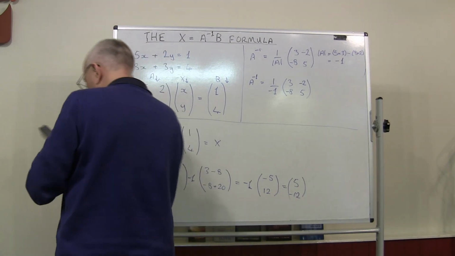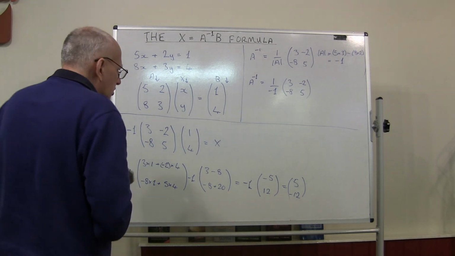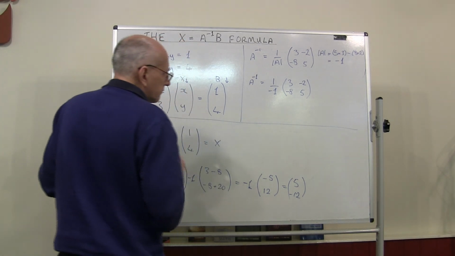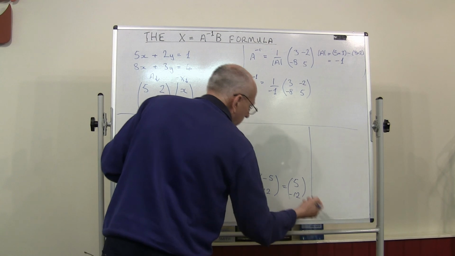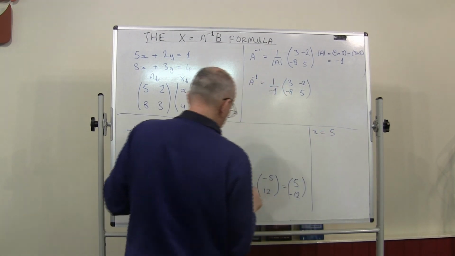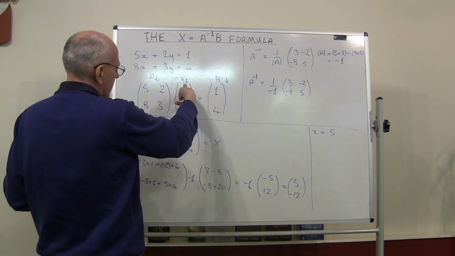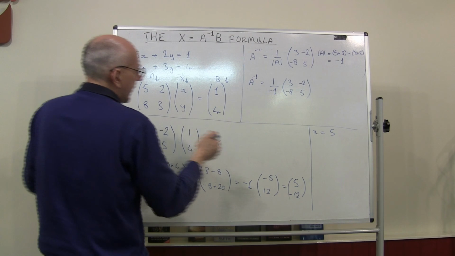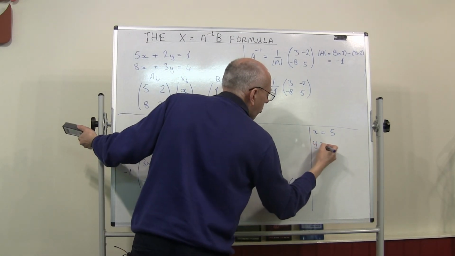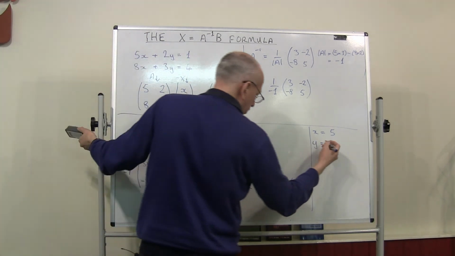A sneaky look at my notes here, just to make sure I haven't gone wrong. Looking good. So what that's saying is, running out of board, that x equals 5. Okay, that's that bit of our matrix there. X is 5. Y is minus 12.